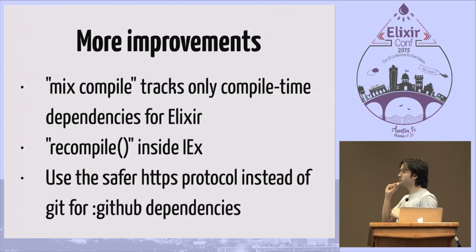And the last one is probably the first change you're going to notice, especially if you have Git dependencies: we're now using HTTPS to fetch GitHub dependencies instead of Git, because it's safer and it's going to be faster. Being a build tool, a lot of the improvements we expect are for things to be faster and make us more productive.